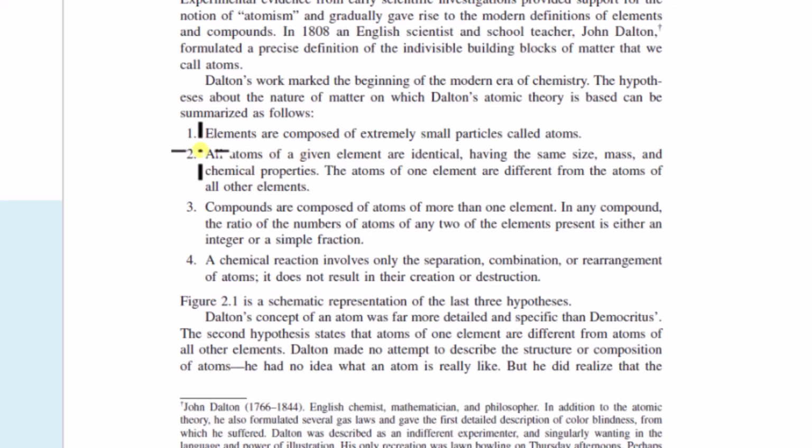Okay, so the first hypothesis is that elements are composed of extremely small particles called atoms. Hypothesis 2: all atoms of a given element are identical, having the same size, mass, and chemical properties. The atoms of one element are different from the atoms of all other elements. So you've got these very small particles called atoms, that's like the building blocks of all matter.